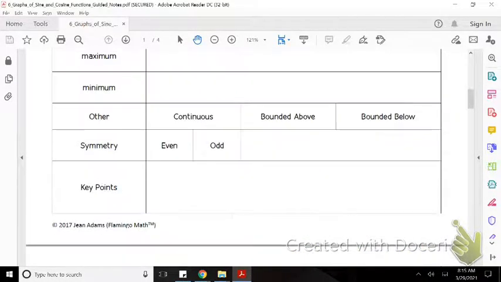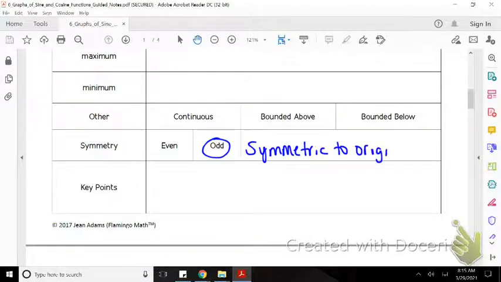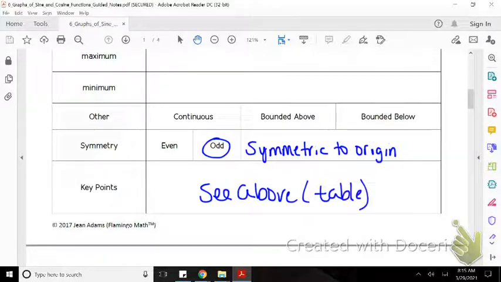It asks about the symmetry. Is it even or odd? Well, remember, cosine and its reciprocal are the only two even functions. Therefore, sine has to be odd, which means it is symmetric to the origin. And then to ask for the key points, we're going to see above, because those key points are what we put in our table. And so that just keeps us from having to rewrite it again.